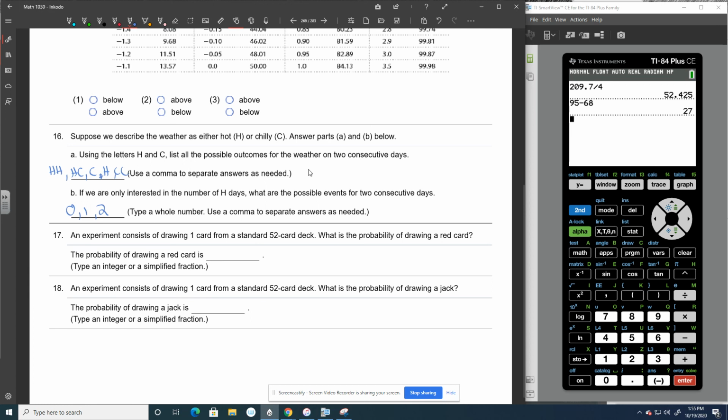So remember, we've got to pick the number of red cards over all of the possible cards. Well, there are 26 red cards out of 52 total cards, which simplifies to 1/2. Please don't put 26 over 52. Always simplify probability. Okay? An experiment consists of drawing 1 card from a standard 52 card deck. What's the probability of drawing a jack? Well, there are 4 jacks out of the 52 cards, which simplifies to 1/13. So that would be your final answer, 1/13.